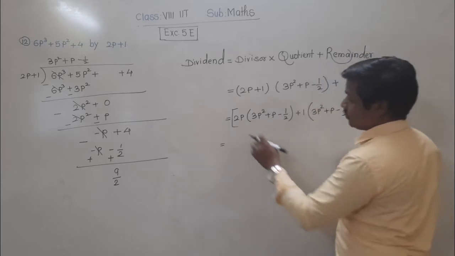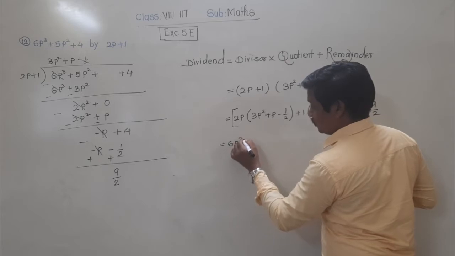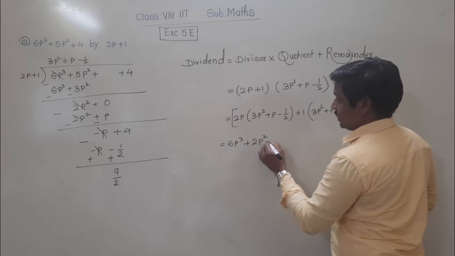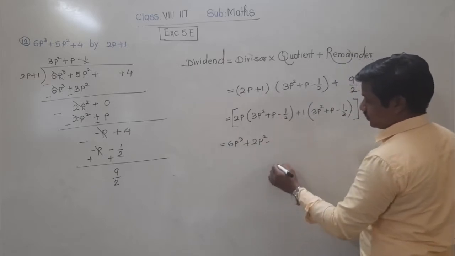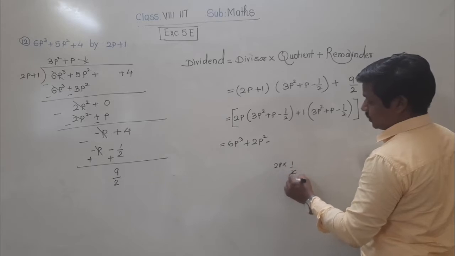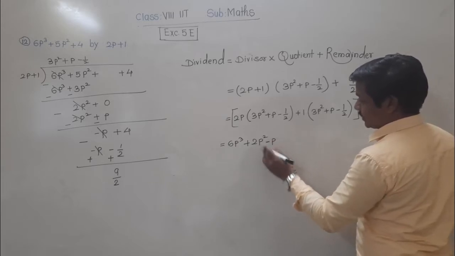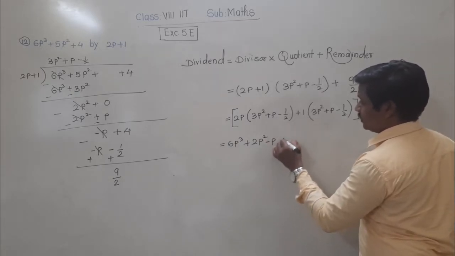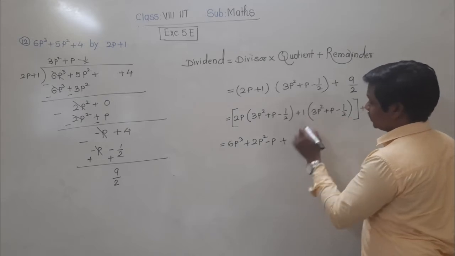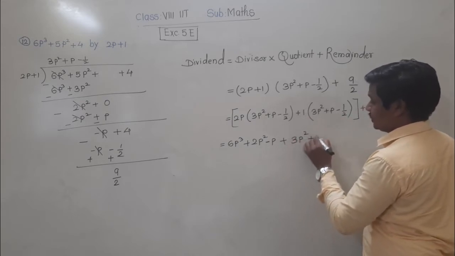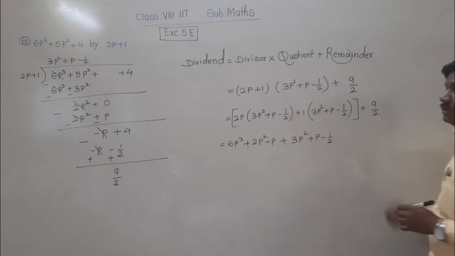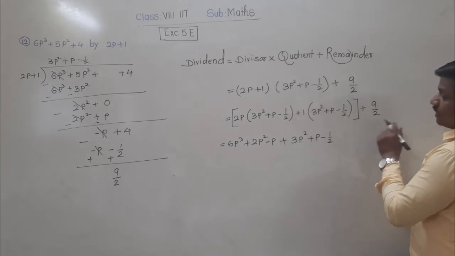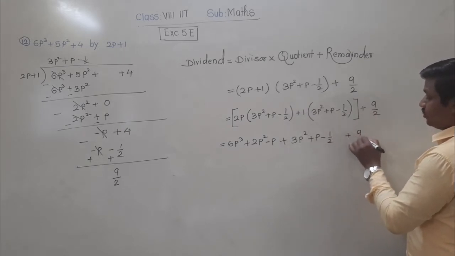Now see, 2 threes are 6p cube, plus 2p square, minus 2p into 1 by 2, the 2 cancels, remains p, that is minus p. Then plus 1 multiplied by this bracket means it will remain as it is. When we multiply any number by 1, the answer is that number itself, so this bracket will remain as it is. And plus 9 by 2.